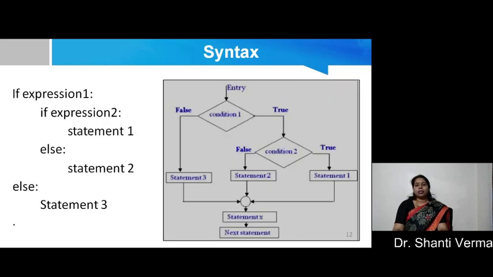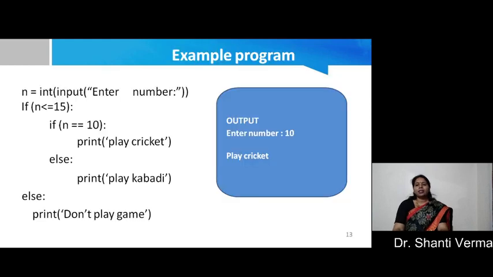Let's check the syntax first. In the nested if, if expression 1 is true, then it checks if expression 2 is true, then print statement 1, else print statement 2, and if expression 1 is false, then it prints statement 3. Now let's take one example for demonstrating the nested if.